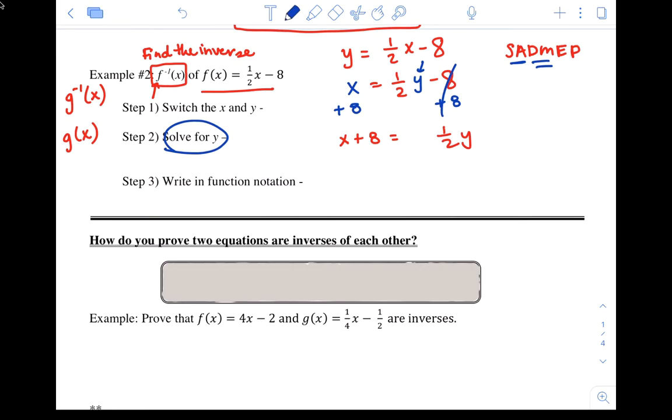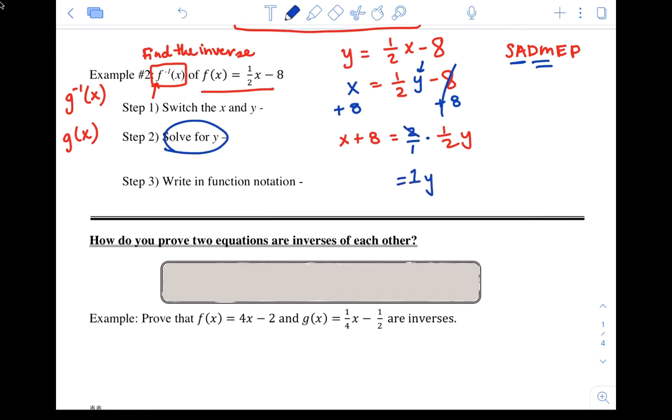I see that I have y being multiplied by 1/2. What could get that 1/2 to vanish? The reciprocal of 1/2 is 2, 2 over 1. If I take 1/2 and 2 and multiply them together, 2 times 1/2, 2 halves. Well, that makes 1 whole. So I end up with 1 whole y.